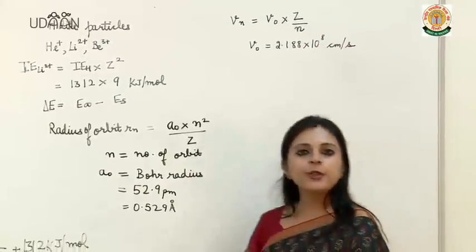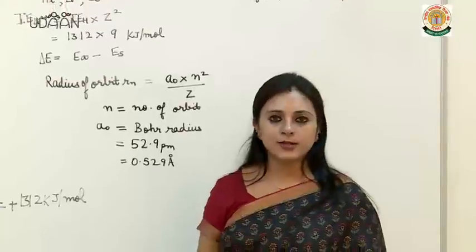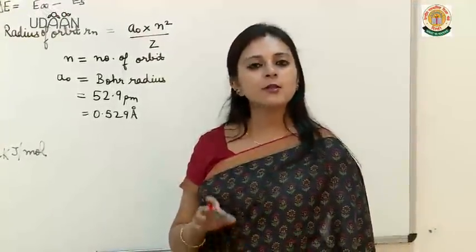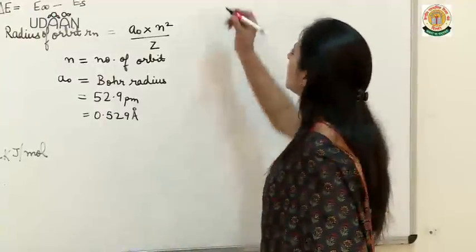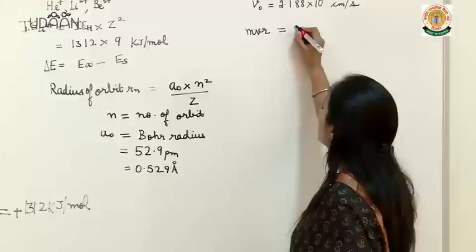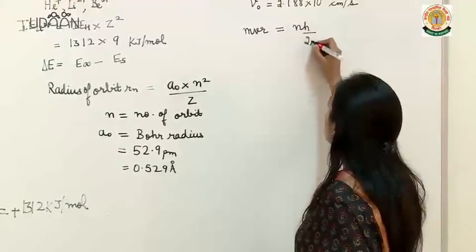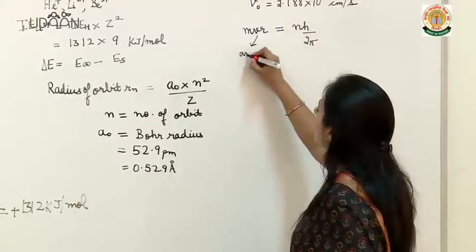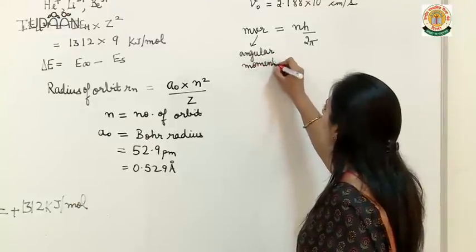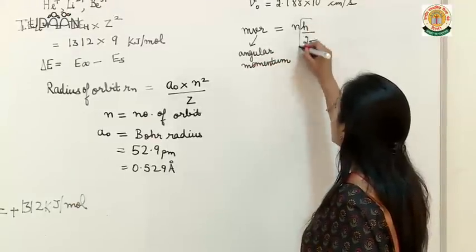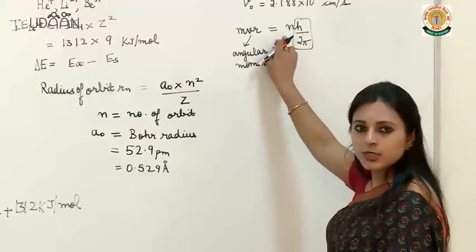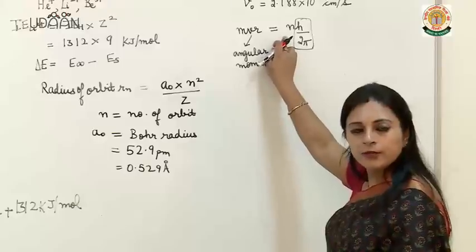Now, I told you that the energy of an electron is quantized. Like energy, the angular momentum of an electron is also quantized, that is it has a fixed value, and we have the expression mvr is equal to nh by 2 pi, where mvr is the angular momentum. And how is it fixed? It is always an integral multiple of h by 2 pi, because the value of n will keep on changing depending upon the orbit in which the electron is present.